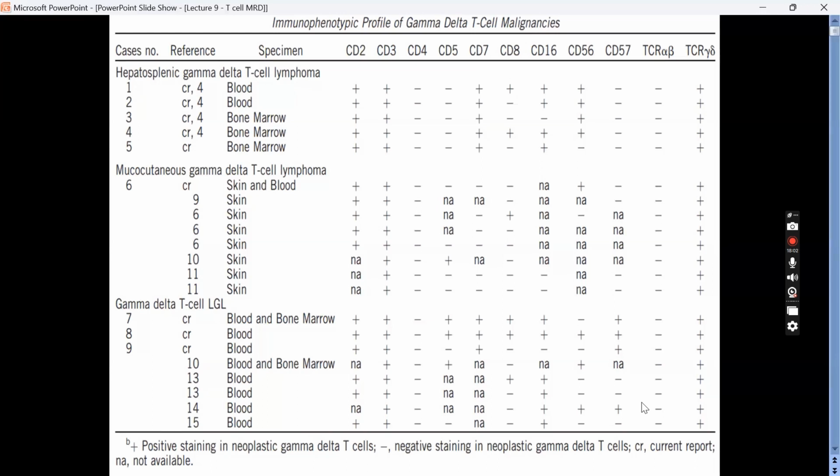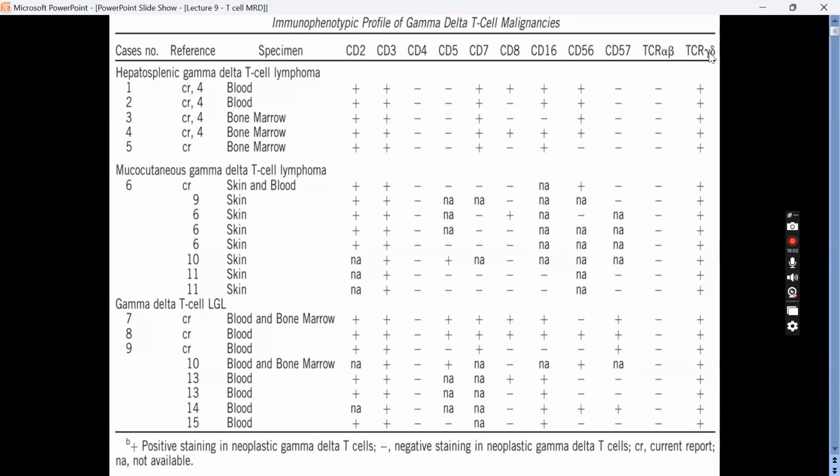So, what is the diagnosis? Hepatosplenic gamma delta. What is the diagnosis? Hepatosplenic gamma delta T cell lymphoma. So, gamma delta T cell lymphoma. Any other diagnosis for discussion?